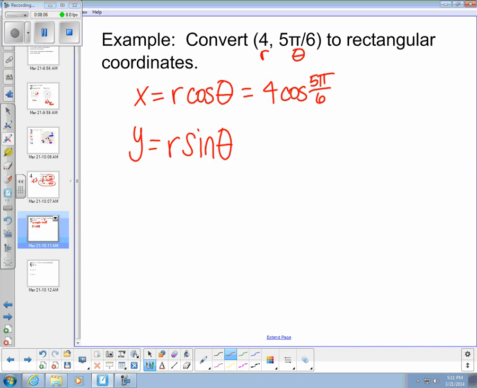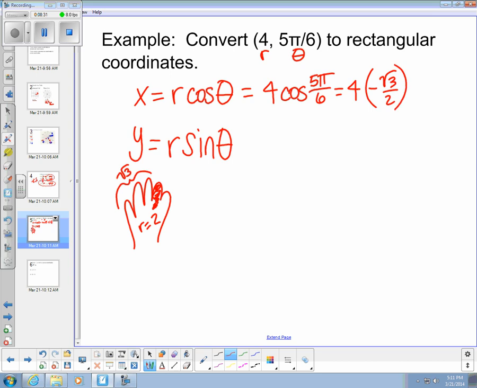Remember, 5 pi over 6 is in the second quadrant, and in the second quadrant, cosine is negative. And then we can use the hand trick to figure out what the value is. So pi over 6 would be your ring finger, and cosine would be square root of 3 over 2, because x over r. So we're going to do 4 times negative square root of 3 over 2, which is negative 2 times the square root of 3.